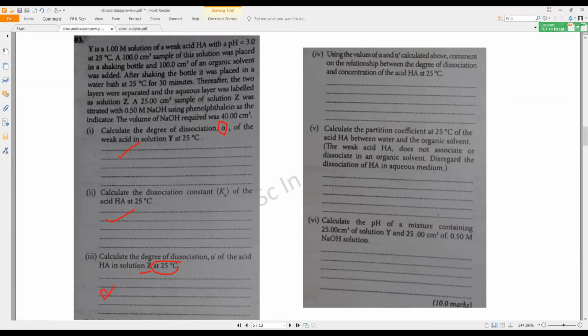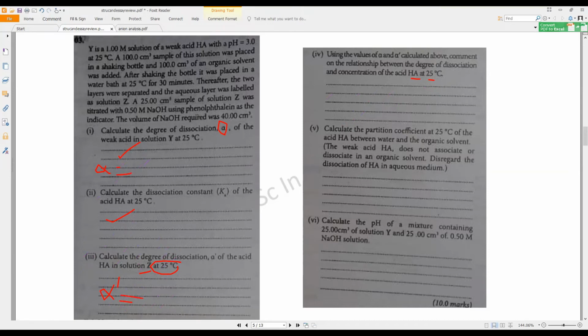So you have found alpha dash here, and here you have found alpha. Using the values of alpha and alpha dash calculated above, comment on the relationship between the degree of dissociation and concentration of the acid HA at 25 degrees Celsius. What do you think about the degree of dissociation here? That is very important to understand, right? So here you can understand alpha dash and alpha.